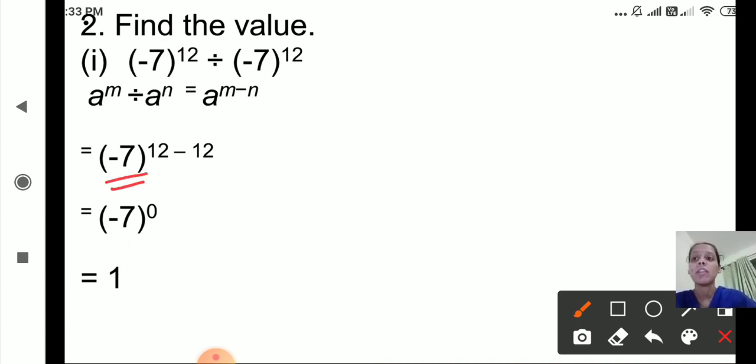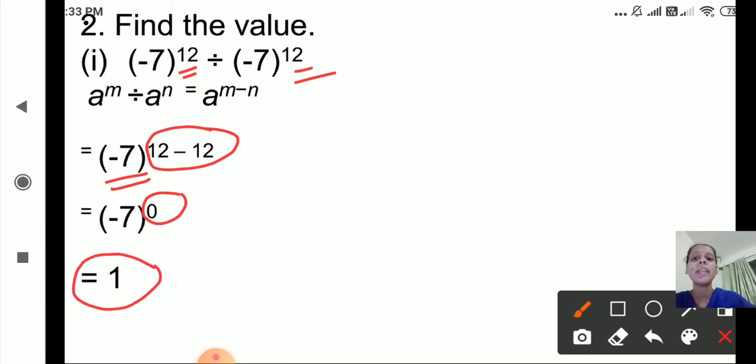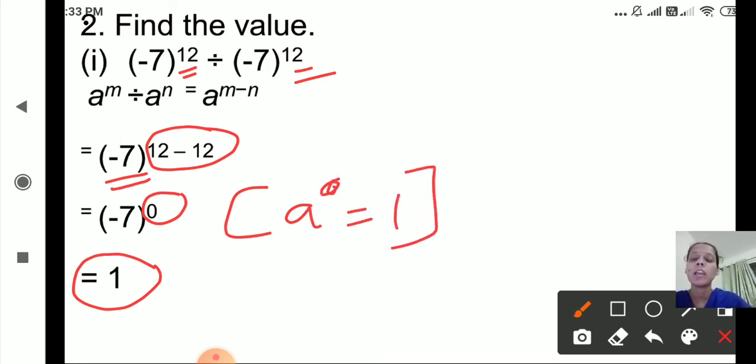So minus 7. Here what is the base? Minus 7. And what is the index? Here it is 12, here it is 12. So 12 minus 12, as you can see here. Now minus 7 raised to 0 will come. 12 minus 12 is what? 0. Now minus 7 raised to 0 means what? Why have I written 1 here? Yes, because a raised to 0 is equal to 1. We have seen this formula. Therefore minus 7 raised to 0 is equal to 1. After this, in the bracket you will write this formula, a raised to 0 is equal to 1. Therefore minus 7 raised to 0 is equal to 1. Hope you are clear with this. It is the same as question number 1.